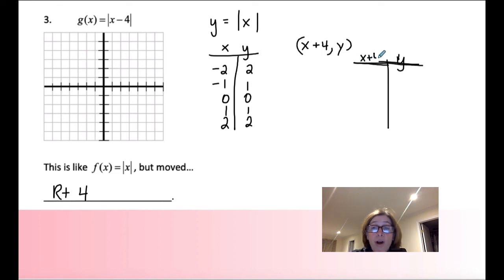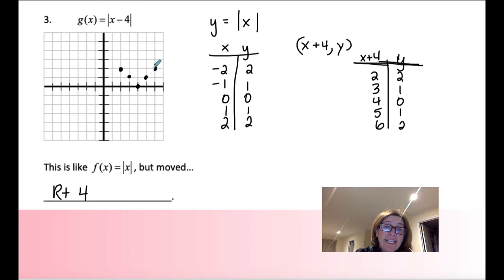Okay, so I'm going to add 4 to all my x's. So that's going to give me 2, 3, 4, 5, and 6. My y's are going to remain the same. And so let's see what happens here. We get 2, 2, 3, 1, 4, 0, 5, 1, 6, 2. And I indeed have the absolute value graph shifted to the right 4.